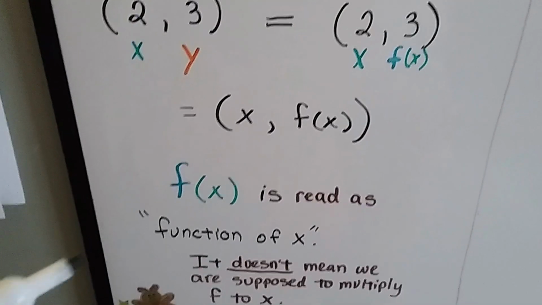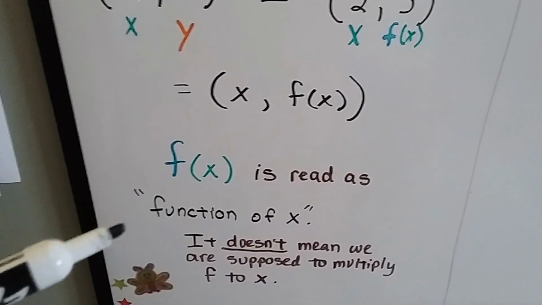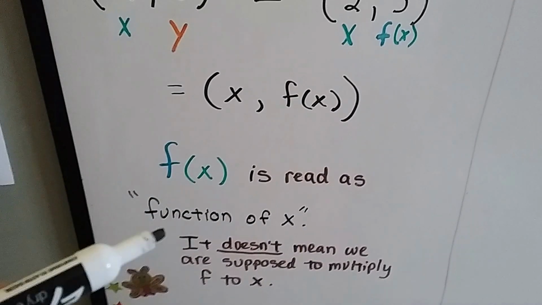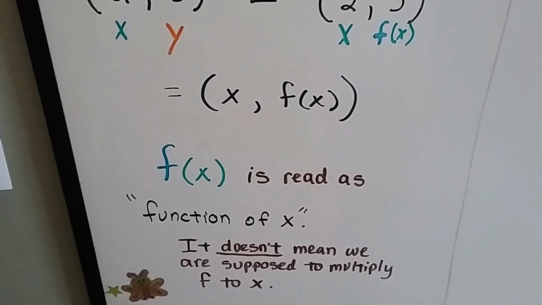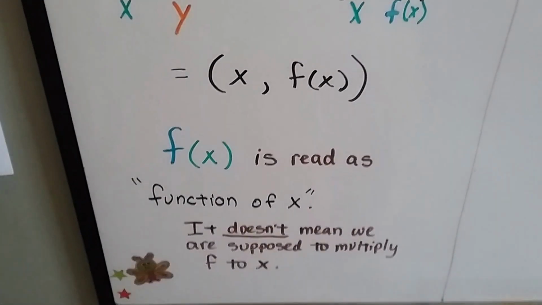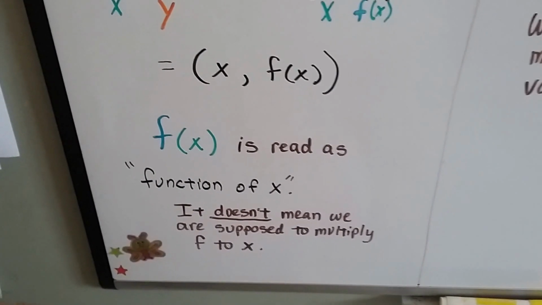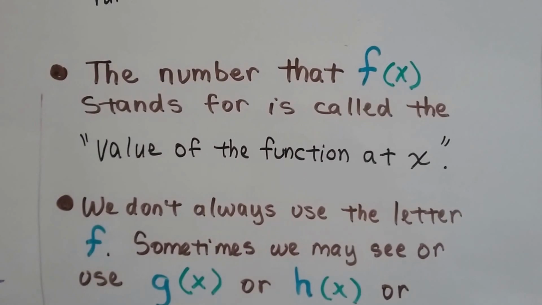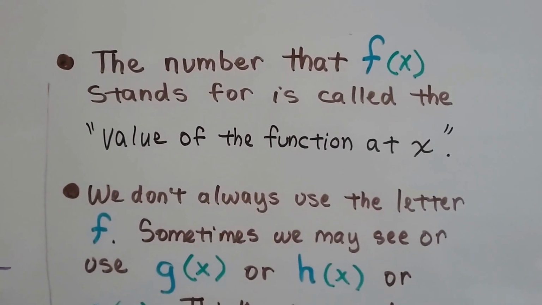The function of x is read as the function of x. It doesn't mean we are supposed to multiply f to x. No, no, no. It's telling us that this is the function of x, all right? Like the function of a hammer is to put nails in, okay? The function of a car is to get you to work or school, okay? So that number that the function of x stands for is called the value of the function at x.